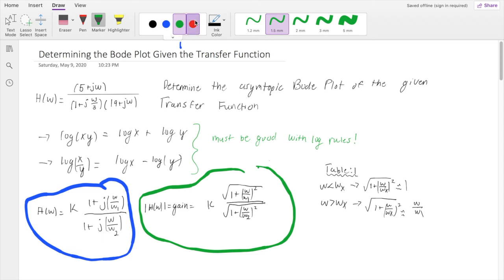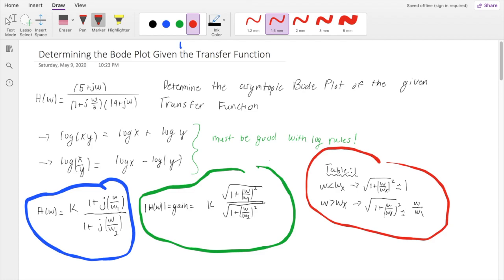And finally, we have this table. I'll outline that in red. When w is less than the frequency, the component square root of 1 plus (w over wx) squared will be approximately equal to 1. But if w is greater than that frequency, then it's going to be equivalent to w over w1.